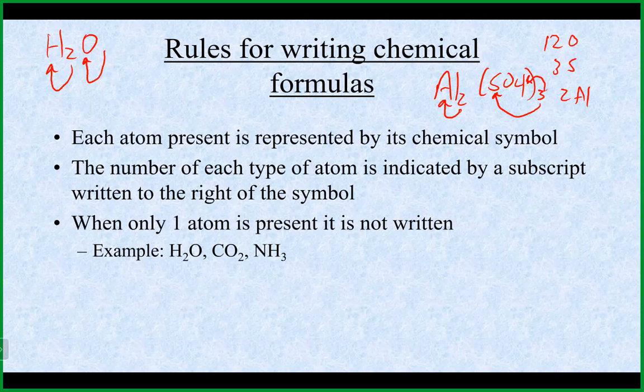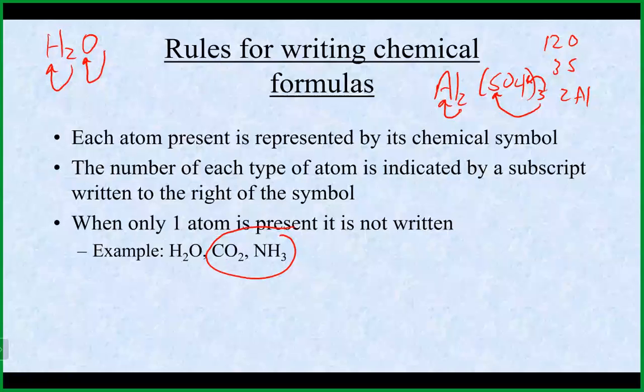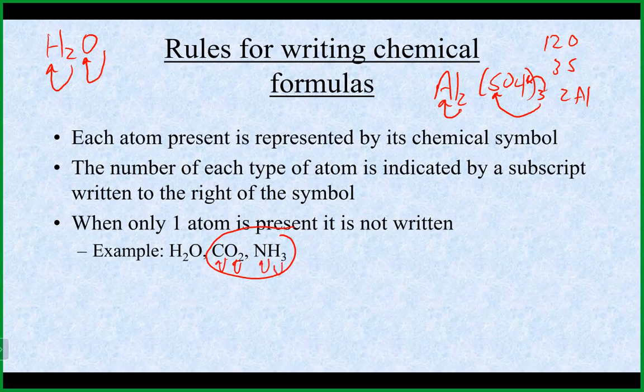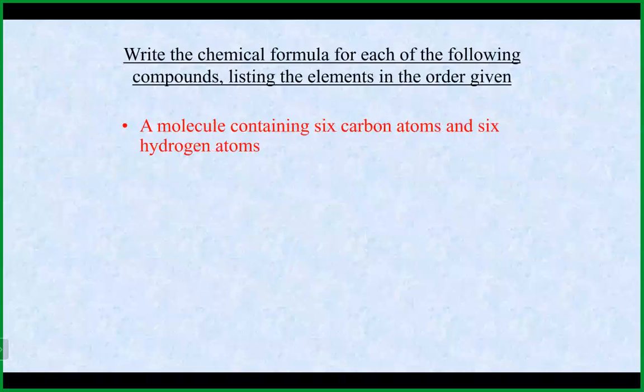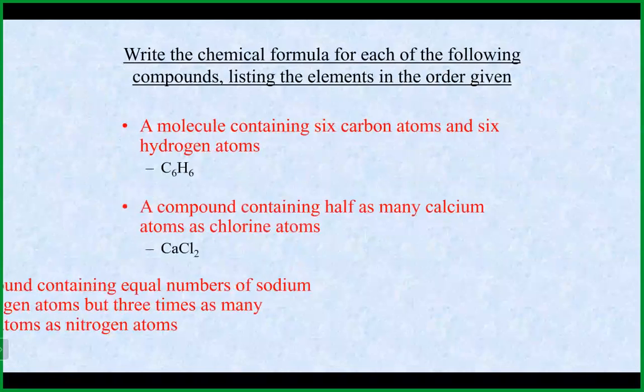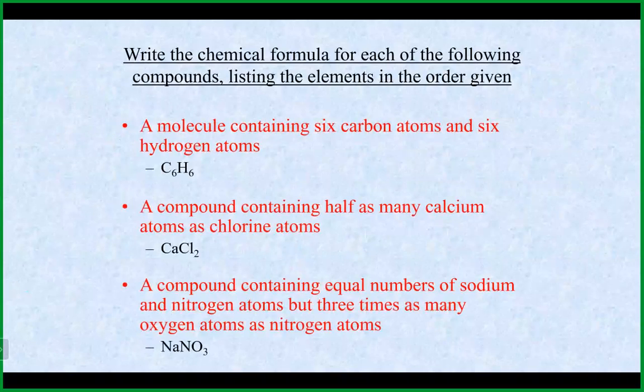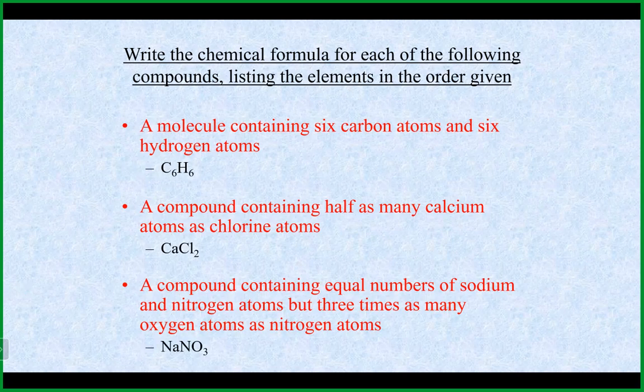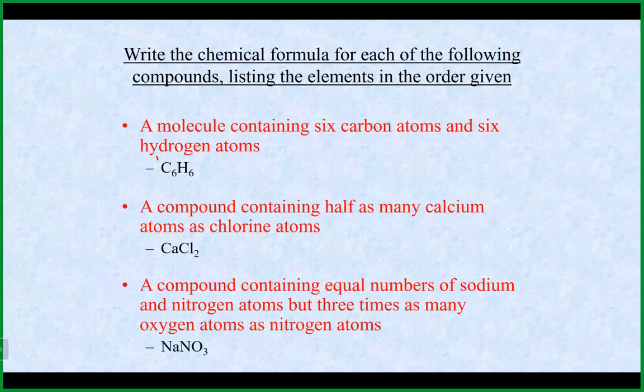Some other examples of compounds here, once again: carbon dioxide, 1 carbon, 2 oxygens; and in ammonia, 1 nitrogen and 3 hydrogens are present. If we look at some of these examples here, a molecule that contains 6 carbon atoms and 6 hydrogen atoms, we would write the formula C6H6. The dashes are just from PowerPoint. They're not any part of the formula.